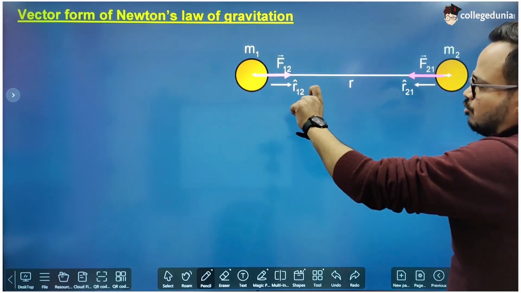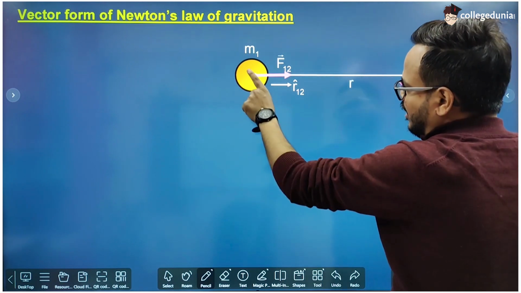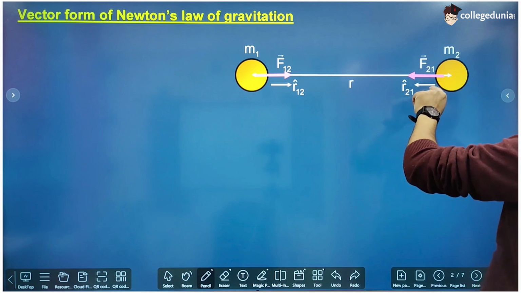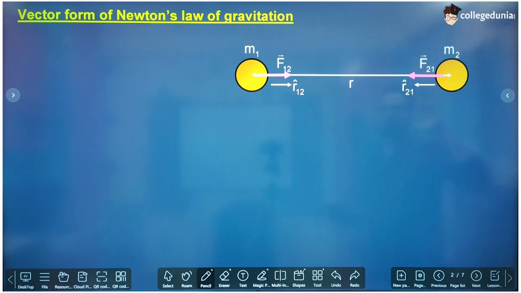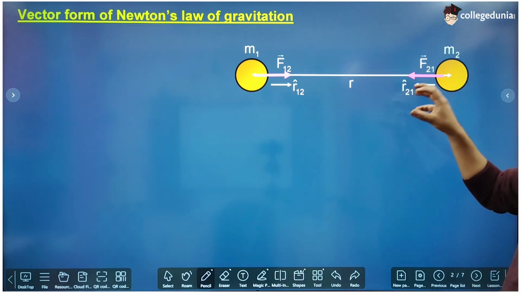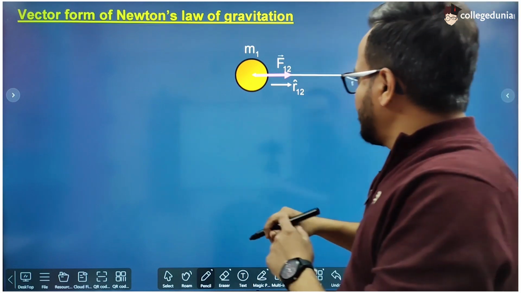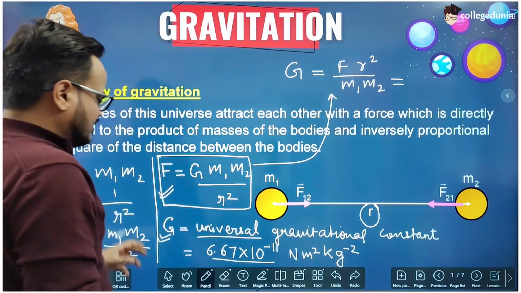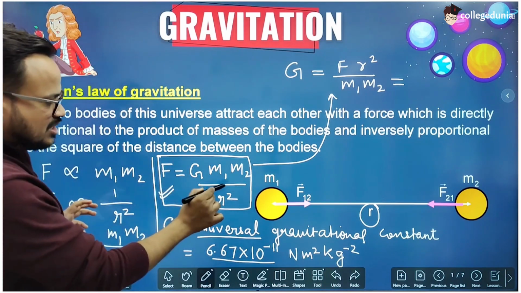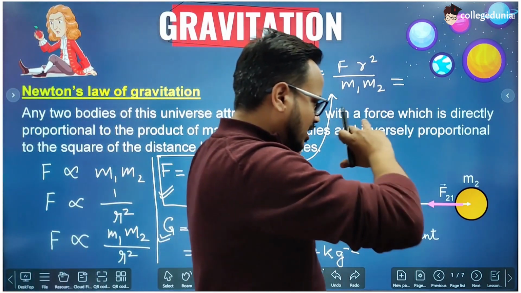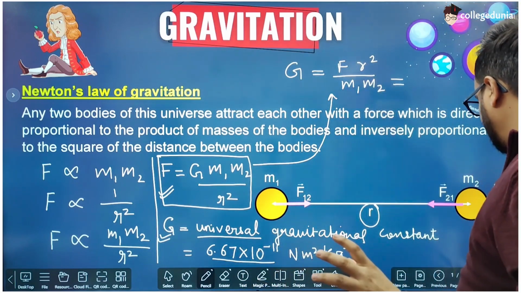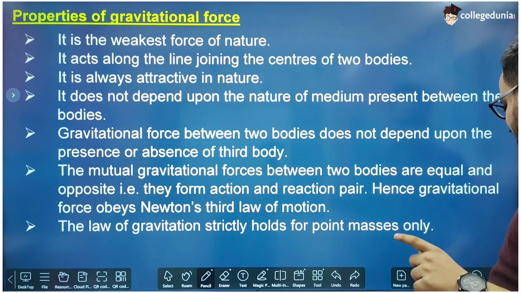F12 means the force of attraction on object 1 due to 2, and we have marked it F21, which means the force of attraction on object 2 due to 1, right? Now we are using the vector sign here. The magnitude of this force is given by Newton's law, which is this, and this force is equal on both the bodies. We will shortly study the properties of gravitational force.